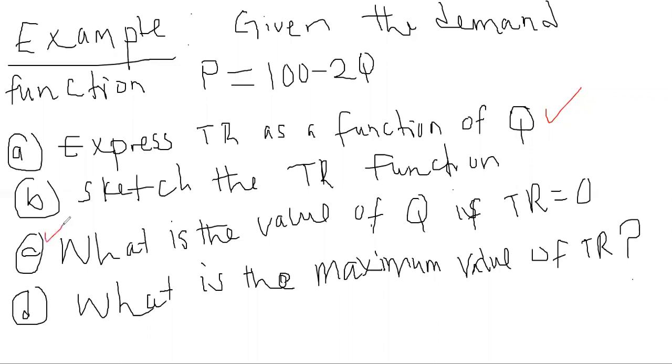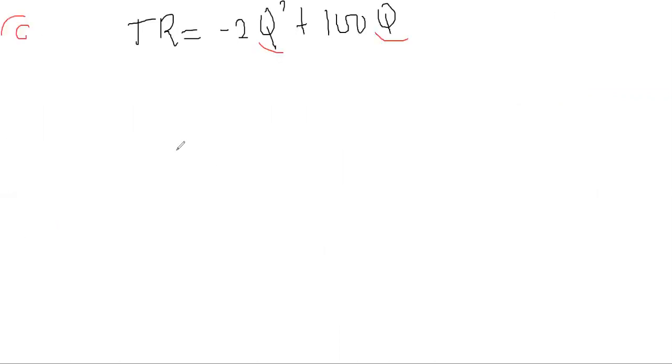Remember, we sketch the graph, but we'll come back to it and plug some numbers. But now we are looking at C. What is the value of Q if total revenue is equal to 0? So what we are doing here is the C component, or the C question. There are many ways you can solve this. Some of the ways even myself I don't know. But the most important thing, we will arrive at the same answer. So you can factorize this.